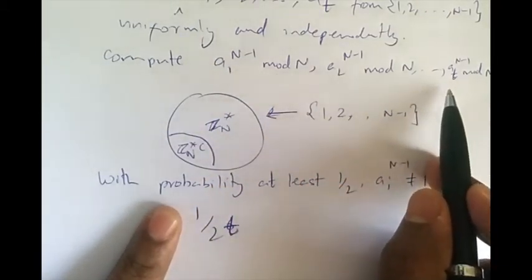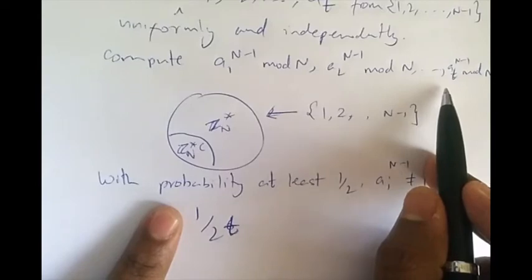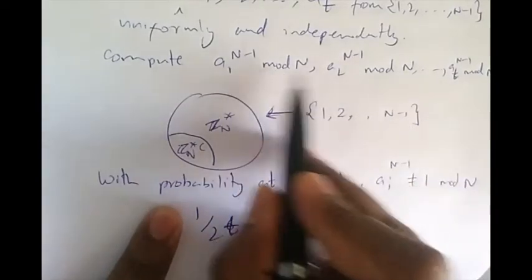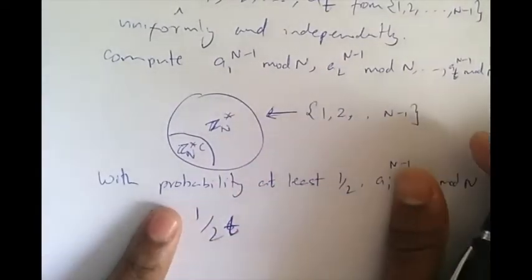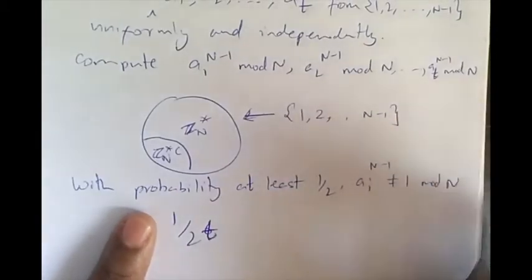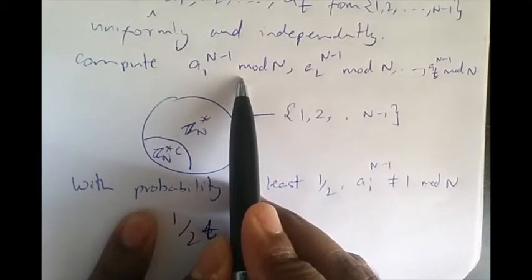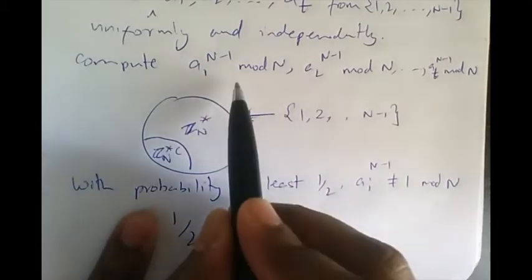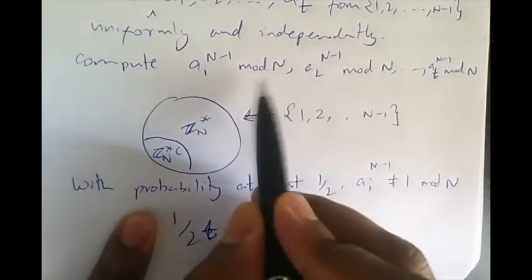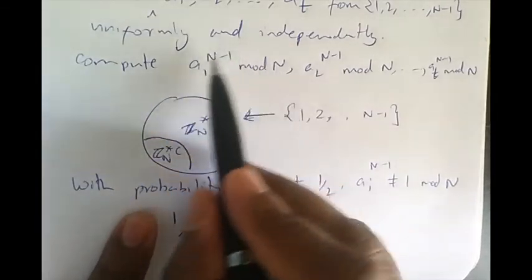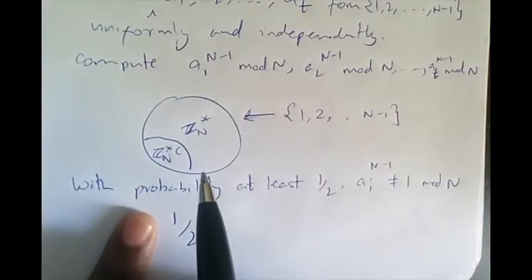So what are we trying to check? We are trying to check whether n is prime or composite. If I get not equal to 1 for at least one of these, I know it is composite. So what is the probability that this is not equal to 1? It is at least half. What is the probability that this is equal to 1? It is at most half. So the probability that this is equal to 1 will be bounded by half.